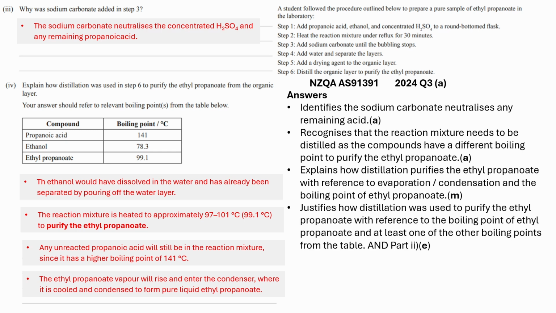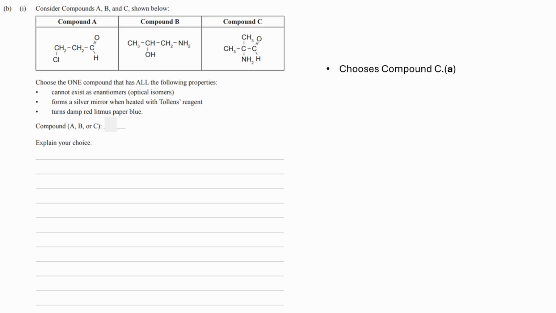And if you can justify how it was used, so if we have all of these points and explained how we used the distillation and the different boiling points to separate the ethyl propanoate from the propanoic acid, then that will be an excellence point if you got the merit point from the previous question as well. Okay, so you need to take both of those together to get your merit. Okay, last question. Oh, is it the last question? No, two more sub questions.